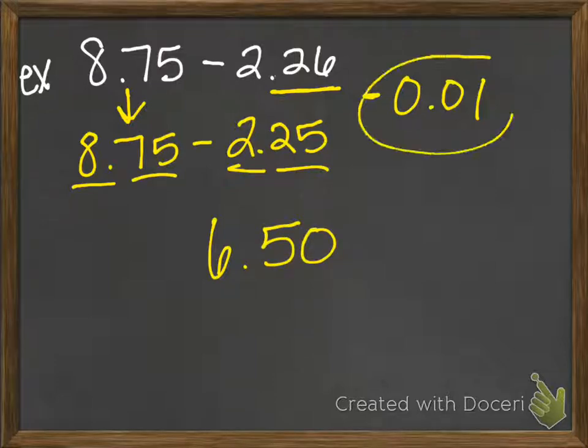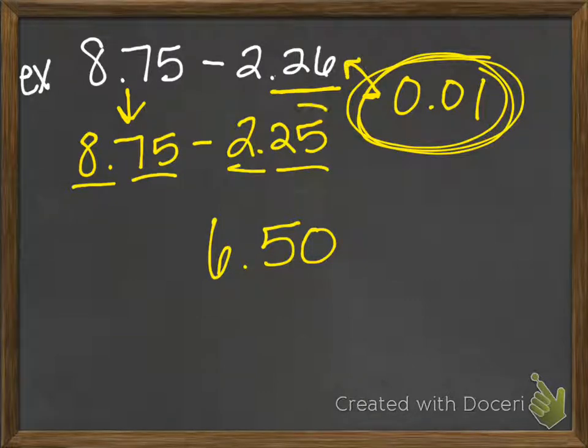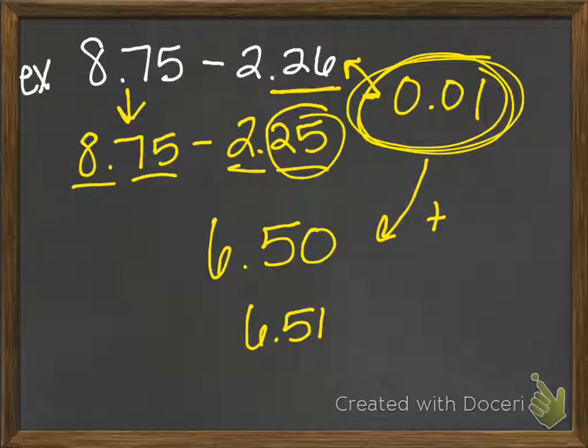But we have to remember this guy over to the side. We have to add him back because we took him away to make it an easy compatible number. Now we have to add it back. So now we have 6.51. That one's kind of confusing. If you get stuck on subtraction, we can work on it in class. We can work on any of this in class at any time tomorrow.